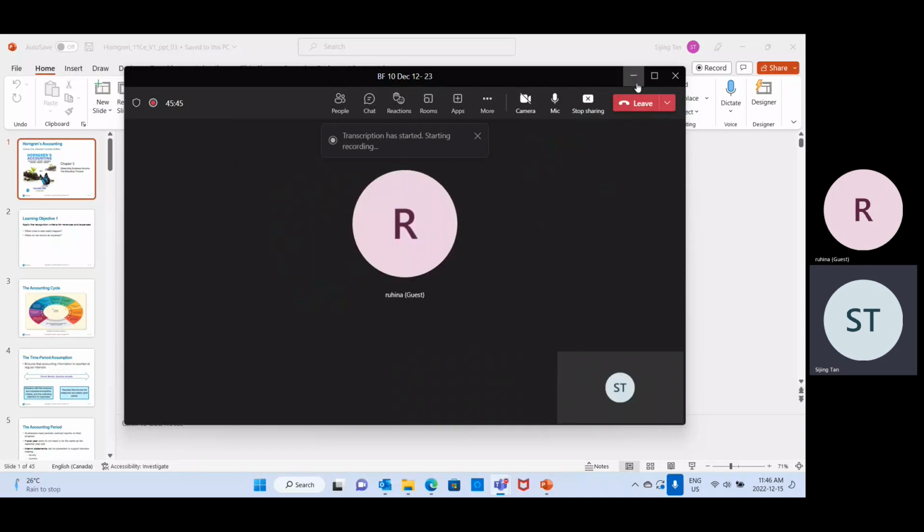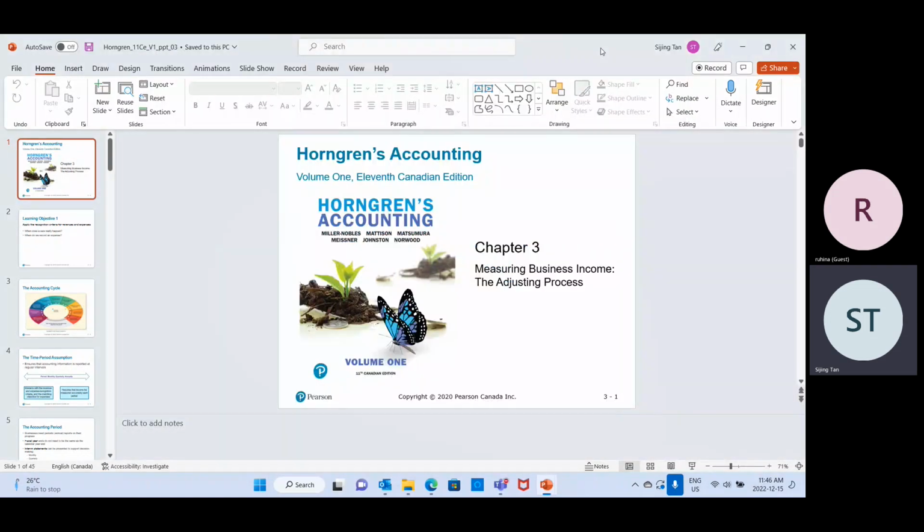Today we're going to quickly go through chapter 3 and chapter 4. As we went through last time, chapters 1 and 2 covered how to analyze the business transaction and how to do a journal entry. And then we went through posting the unadjusted trial balance, right?